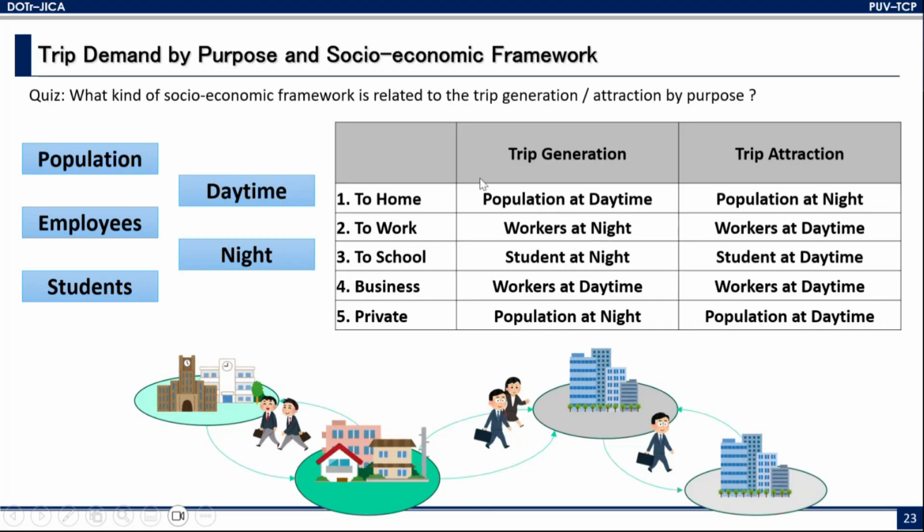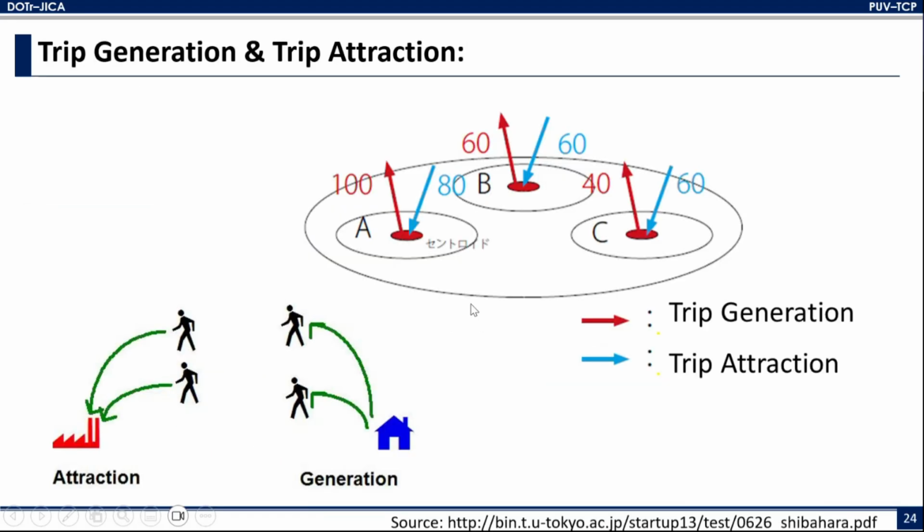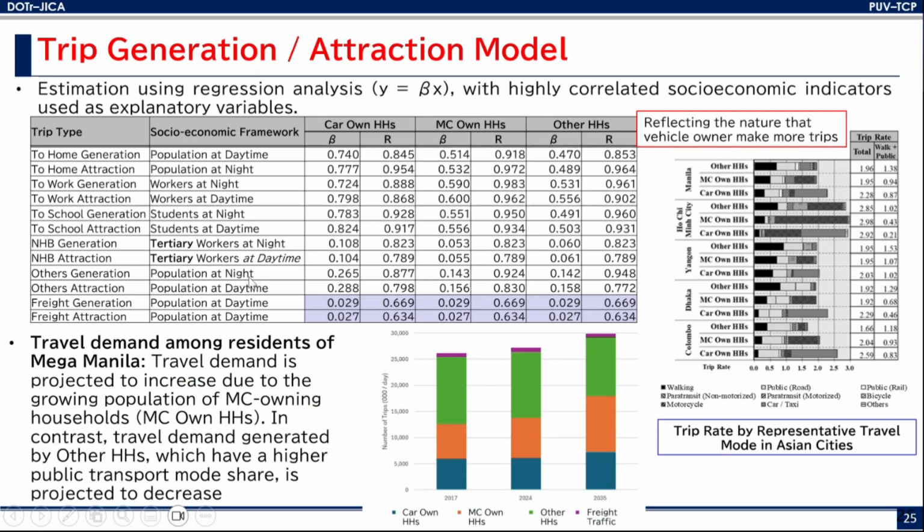So the applicable socioeconomic indicators shall be selected. Then the trip generation and attraction figure can be shown. And there, I don't need to explain more, however, showing. And they're utilizing the USEP databases. I just estimated the trip generation and attraction models.